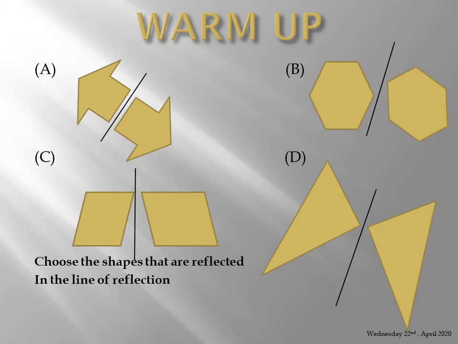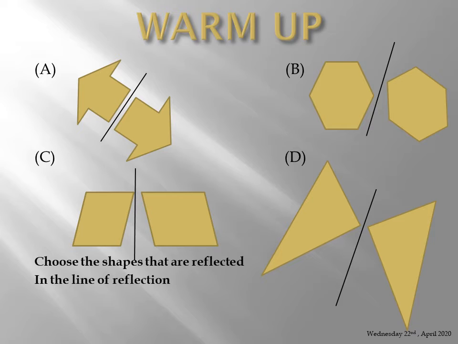Okay, I think the time is up. So what is your answer? Which of them is reflected in the line of reflection? Is it A? Only A? Okay. Is it B? Did you choose B? Okay. Is it A and B? Okay. What about C? Is it only C, or maybe A and C, or B and C? And what about D?